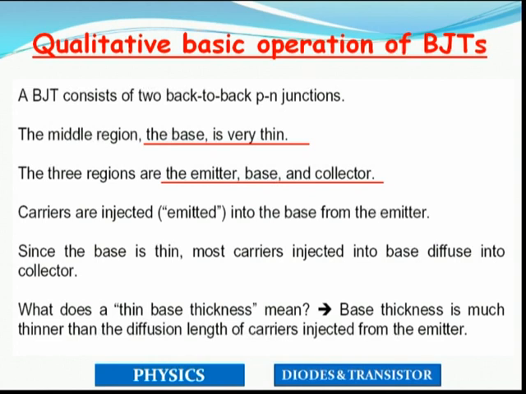There are three terminals: emitter, base and collector. These are the main three terminals in a transistor, where the emitter is very highly doped, the collector is lightly doped, and the base is in between the emitter and the collector. It is not as highly doped as the emitter, and it is not as lightly doped as the collector. So its doping lies between the emitter and the collector.